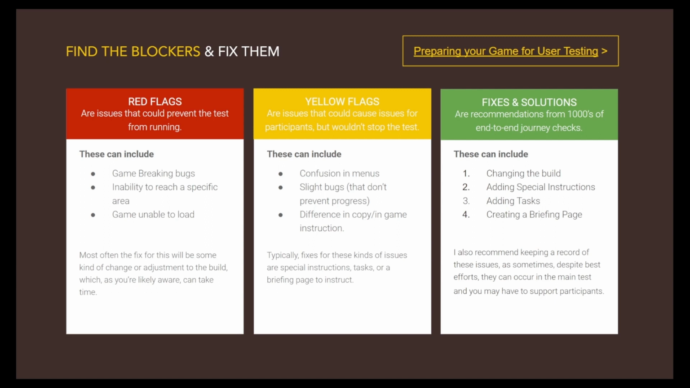Fixes and solutions as a whole are recommendations from thousands of end-to-end journey checks. So we've done a lot of these. The most common ones, as I mentioned, are changing the build, adding special instructions, adding tasks, or creating a briefing page. I would also recommend keeping a record of the issues, as sometimes, despite the best efforts, they can still occur in the main test, and you might have to support your participants through that.